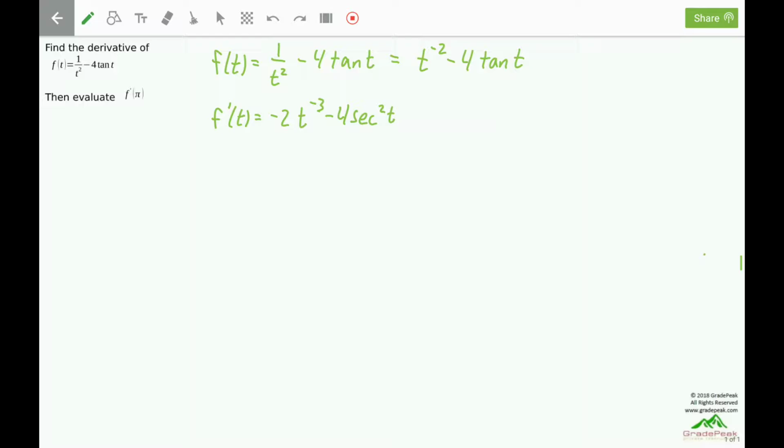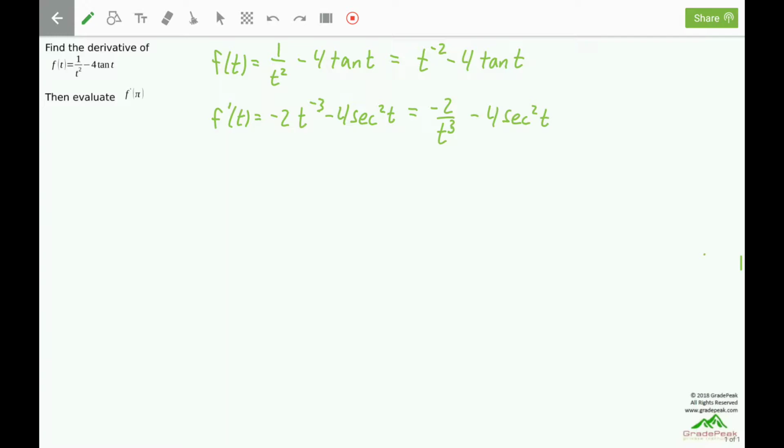I'm going to take one more step and rewrite the first term. Since I have a negative exponent, I can move it to the other position. It's in the numerator. Let's move it back to the denominator. It'll be a positive exponent then. So negative 2 over t cubed minus 4 secant squared of t. There's our derivative, f prime of t.